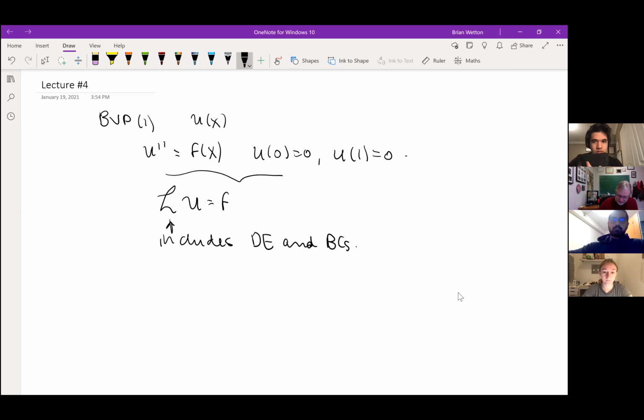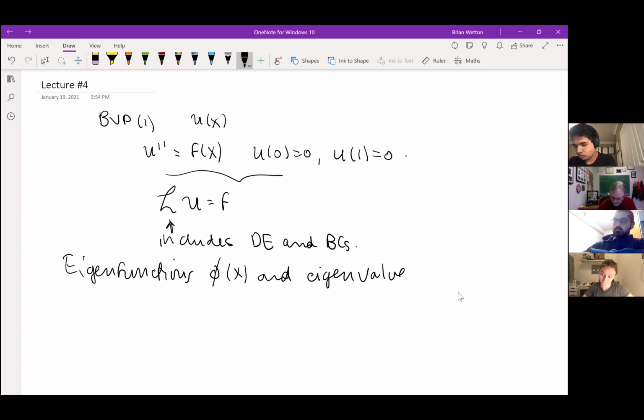Now, one of the things that confused some students in the first assignment is what exactly are we looking for when we set up the eigenanalysis? And so maybe I should have added a description. We're looking for eigenfunctions phi of x and eigenvalues lambda, so that L times phi is lambda times phi, and phi is not the zero function.